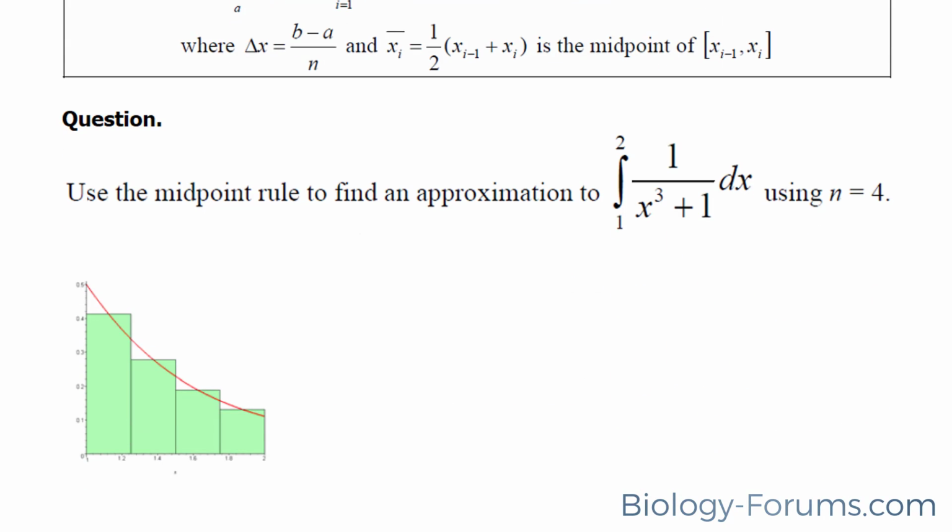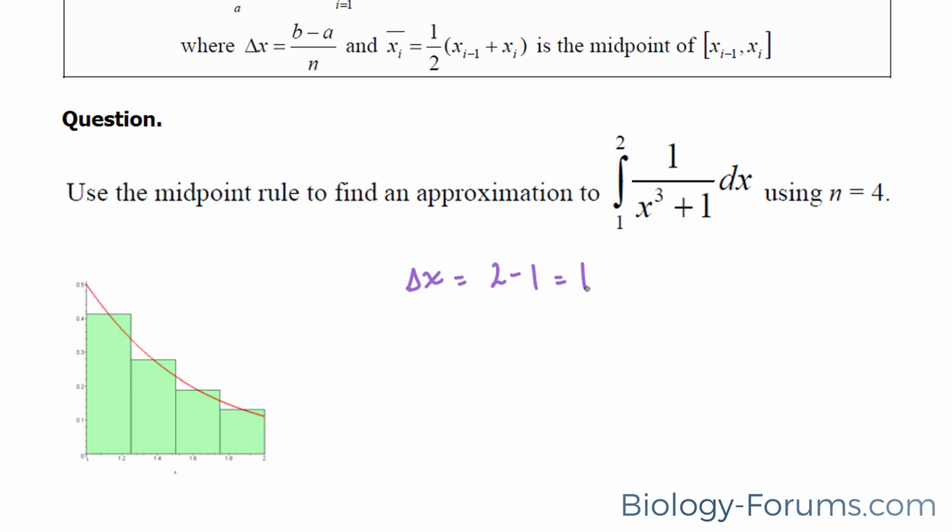Here we're asked to use the midpoint rule to find the approximation to the integral between 1 and 2 for the function 1 over x to the power of 3 plus 1 using n equal to 4. Essentially what they're asking us is, using 4 rectangles and their midpoints approximating the curve, find the area of those 4 rectangles. The way we would do this is we would start off by finding delta x. So delta x is equal to 2 minus 1, and that is equal to 1.